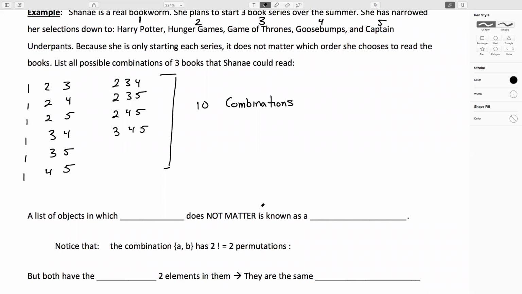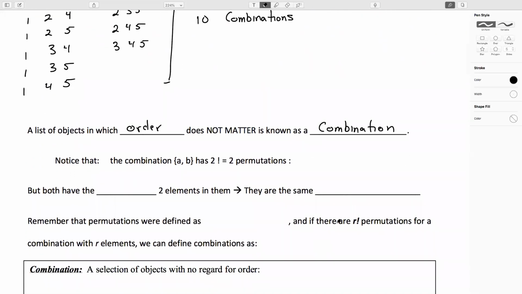Which is a lot less than what we would get if we were working with permutations. There are many, many more. If you did 5P3, you would have had 60 arrangements. So a list of objects in which the order doesn't matter is known as a combination. Notice that a combination AB has 2 factorial, or 2, permutations, AB and BA, but both have the same 2 elements in them. They're the same combination.